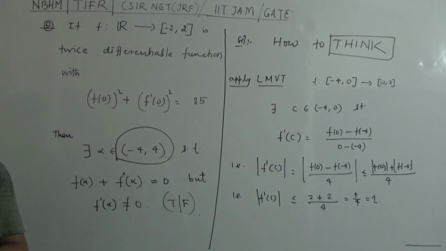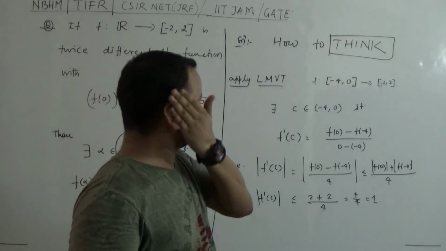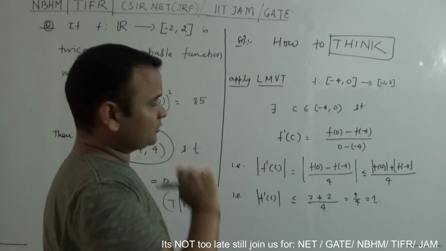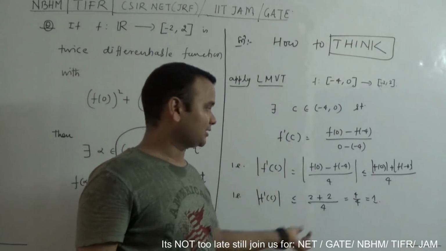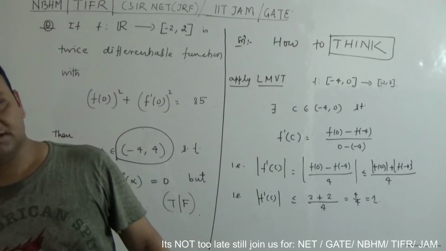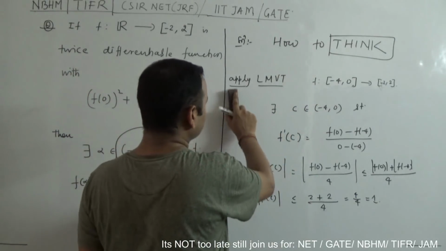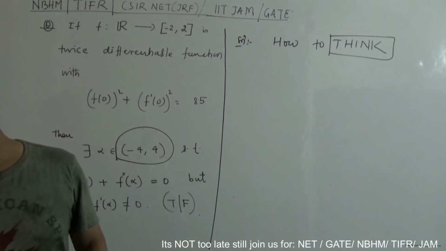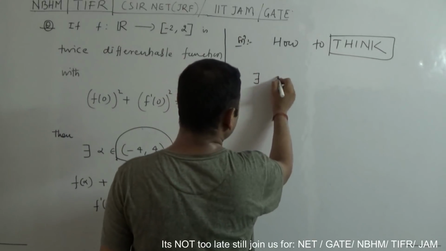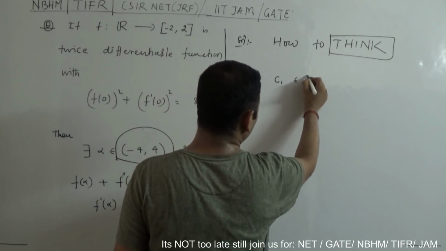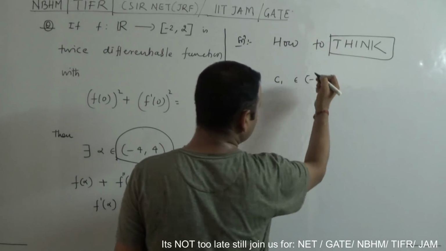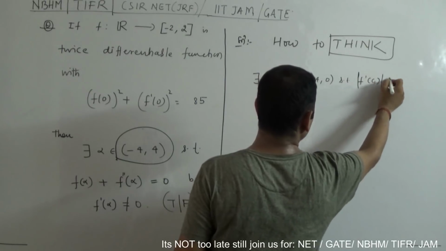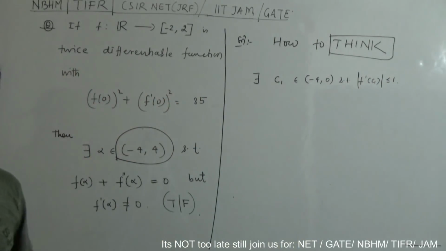So what we have shown, see, if I apply Lagrange's mean value theorem on minus 4 to 0, I am able to find c in minus 4 to 0 such that the derivative at c, the absolute value, is maximum 1, right? So that's what. So let me write here. This whole summary, right? So there exists c1, let's call it c1, from minus 4 to 0 such that the absolute value of f prime c1 is less than or equal to 1.